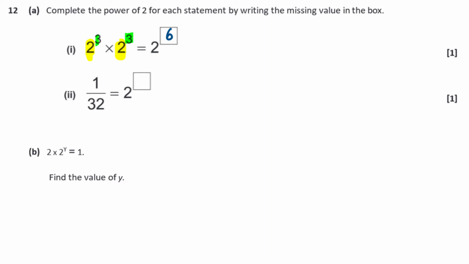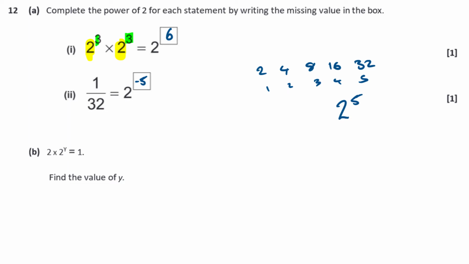1 over 32 is equal to 2 to the power what? Well, immediately I can see it's going to be a negative index, because a negative index is like 1 over the positive index, and I need to work out 2 to the power what is 32. So just going through powers of 2, just timesing by 2 and counting up, I've got 2, 4, 8, 16, 32. So that's power 1, 2, 3, 4, 5. So 32 is 2 to the power 5, but I've got 1 over 32, so that's going to be 2 to the power of negative 5. Okay.